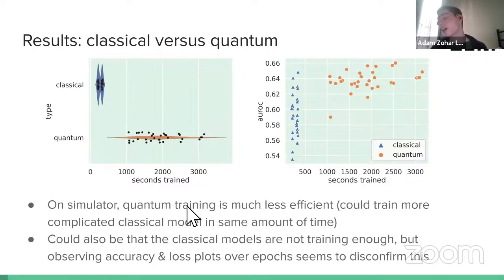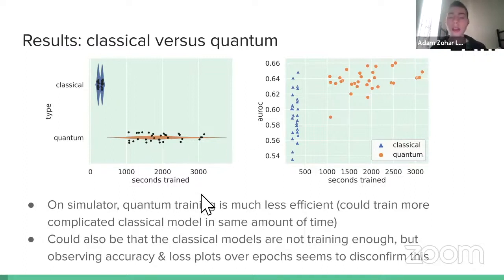However, this apparent increase in efficacy comes at a cost, specifically a cost in training time. You look at the seconds trained here, see that the quantum models universally took more time to train than the classical, also they have a much larger spread. So in other words, on the simulator at least, you can say that the quantum training is much less efficient, because in the same amount of time it took to train these quantum models, you could have trained a classical model that had much more parameters in this, and thus would possibly, likely even, do better than the quantum model.